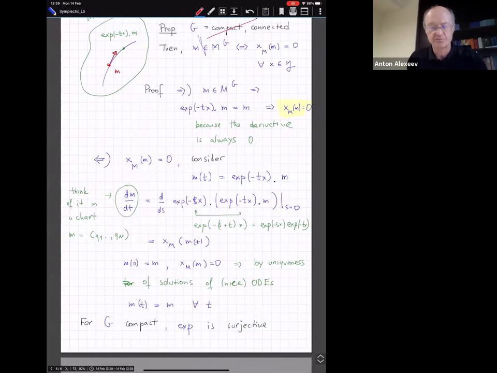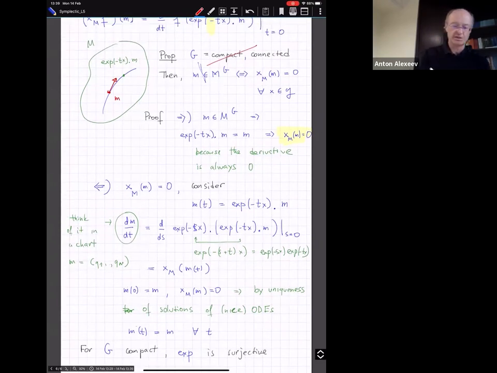But in principle, if G is connected, then you can still find a workaround, and you will see that these two sets, the set of fixed points and the common set of zeros of the fundamental vector fields, are just the same. And actually, we'll see later on that geometrically, that's a very interesting thing.